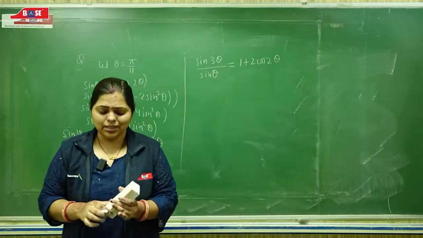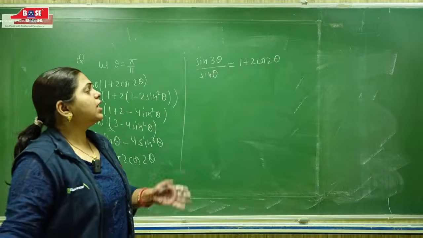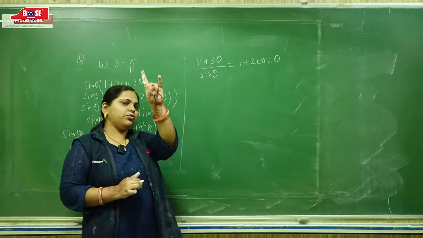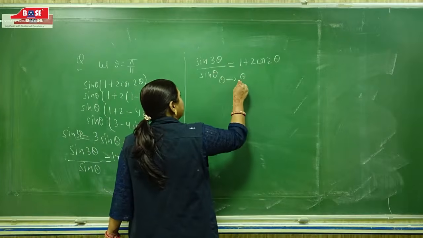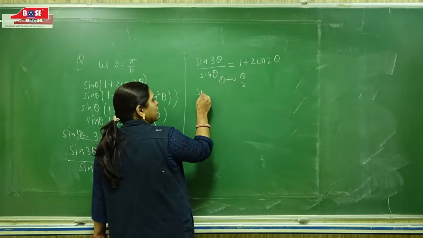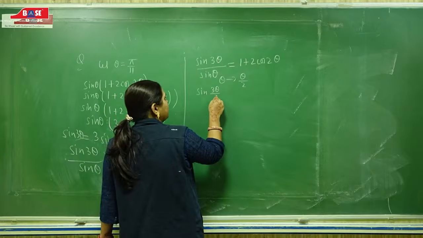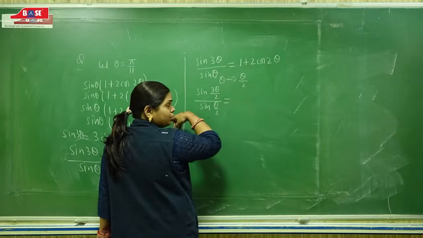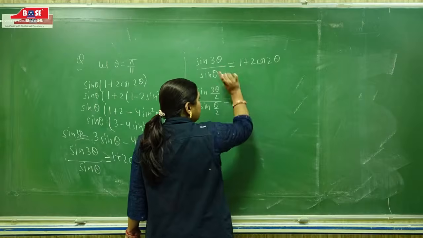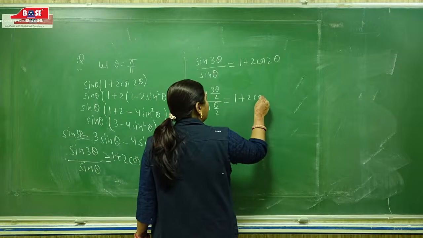Now again you will tell me, ma'am, it's not working very much. I'll say yes, it's not working very much. So first replacement, what you have to do, please replace this theta by theta by 2. Same formula I will get. Now this will be sine 3 theta by 2 and this will be sine theta by 2. Similarly I can prove for that part, correct? So if I am doing so, this will become just 1 plus 2 cos theta.